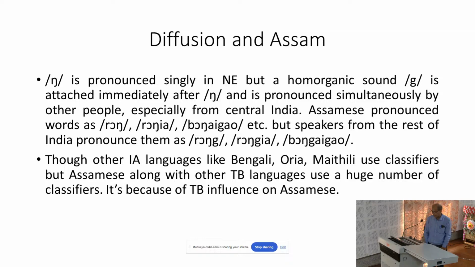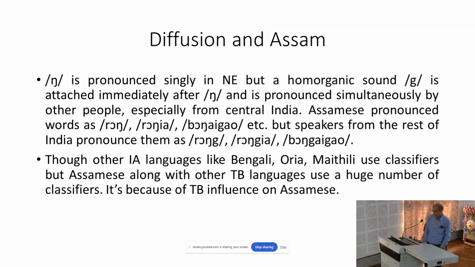Okay, second point about the language. Now, this is an example of linguistic area, that mutual influence, right? Assam is a linguistic area, a Sprachbund area. Because of that, this is one example of mutual influence, influence from Tibetan to Assamese, right?